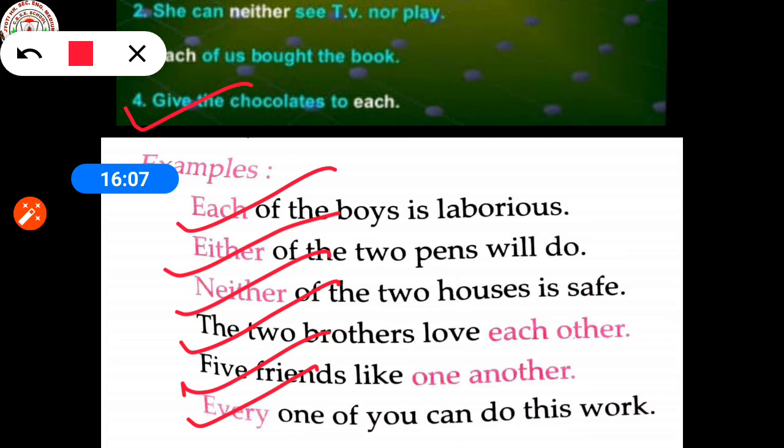So my dear students, today I am going to stop here. I will continue the leftover part of this lesson in the next class.